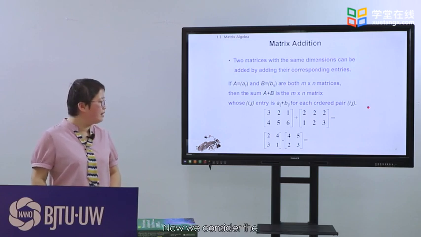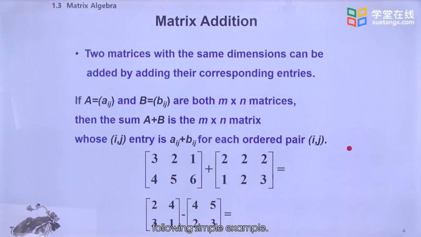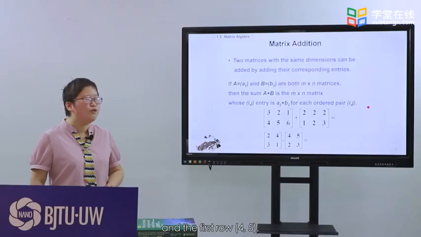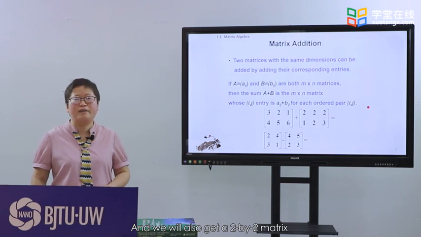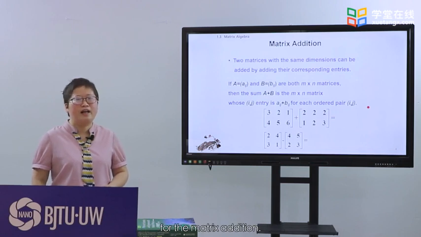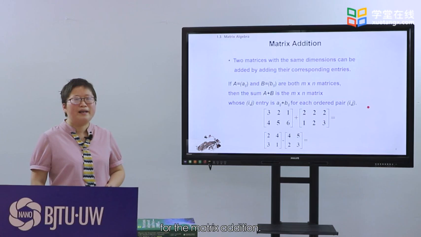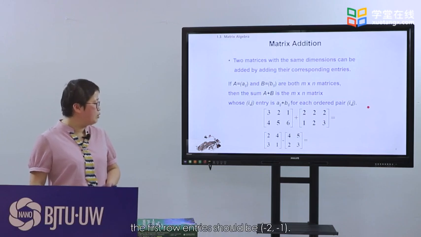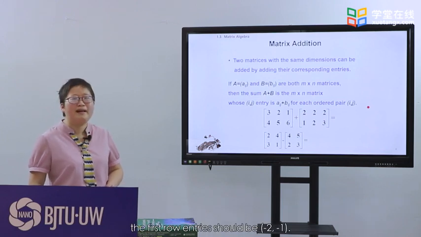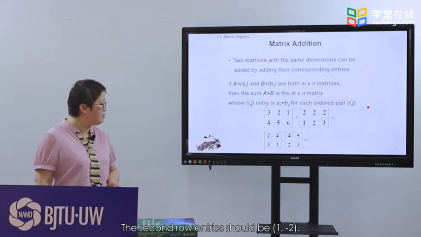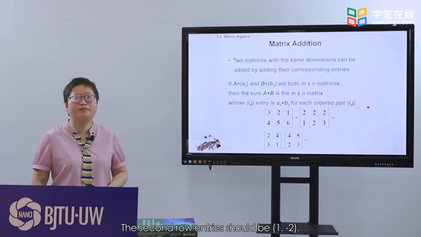Okay, and now we consider the following simple example. Here is a 2 by 2 matrix with first row 2, 4, second row 3, 1, minus also a 2 by 2 matrix, the first row 4, 5, the second row 2, 3. And we will also get a 2 by 2 matrix for the matrix addition. The first row entries should be minus 2, minus 1. The second row entries should be 1, minus 2.